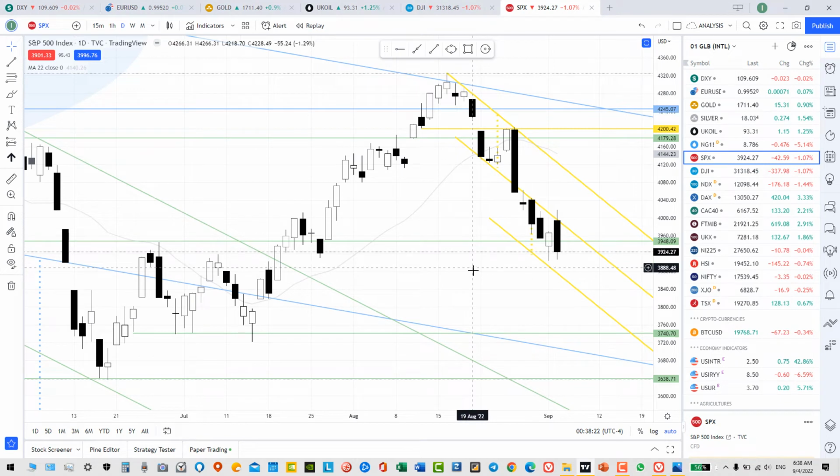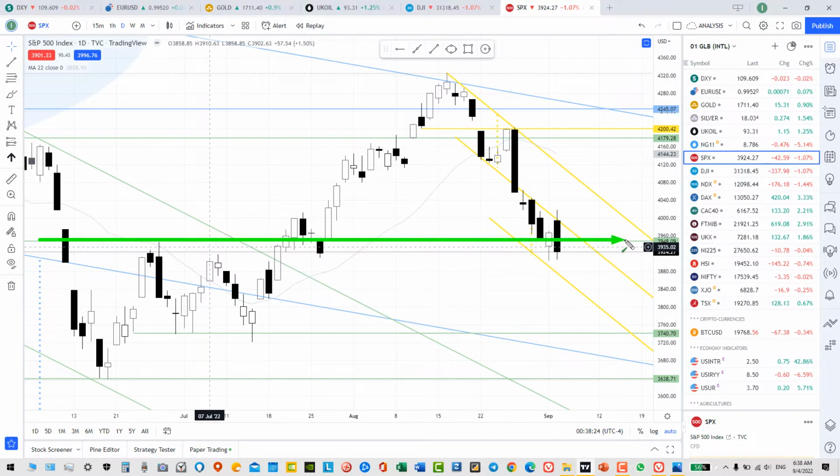Why is it? Because it even broke down below the important short-term support, or expected support, around 3,950, and this was the Friday close, which means it was a weekly close. And of course this has much more significance than just a daily close.